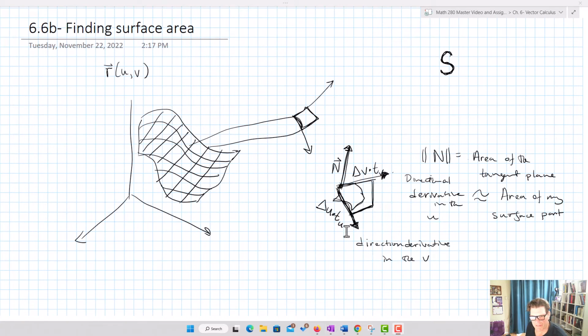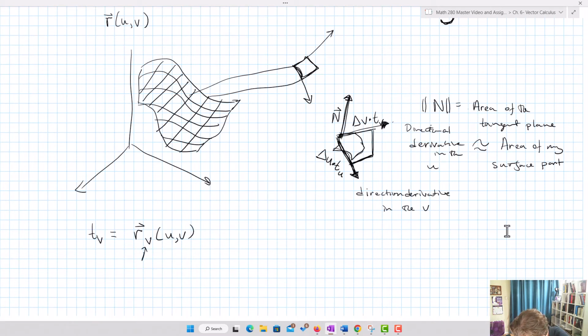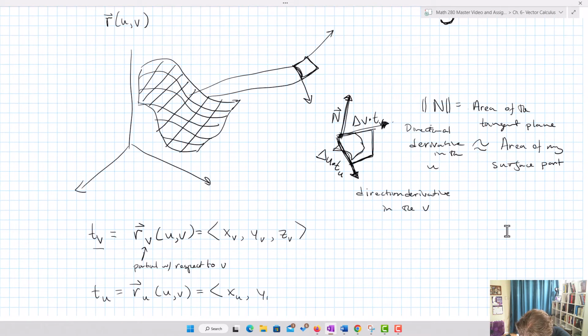So let's define this T of V and T of U. T of V is going to equal R vector of UV, and we're going to take the partial with respect to V. That's essentially going to end up being XV, YV, ZV. We'll evaluate it at some point, and we'll talk about that in just a second. But for right now, it's the partial with respect to V of R. And then our TU, which we call the tangent of U, is going to be RU of UV, so it's the partial with respect to U. So it's going to be XU, YU, ZU.